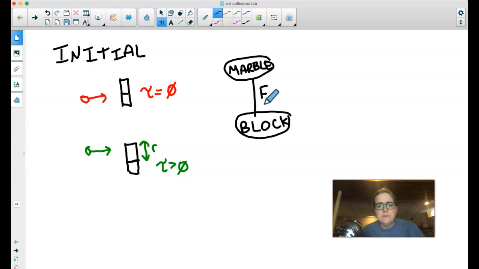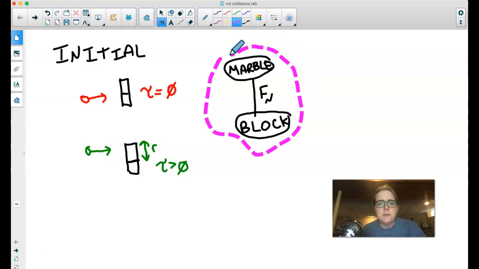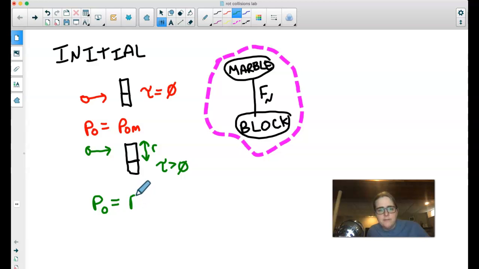So at that moment of collision, there's a normal force between the marble and the block. I'm going to go ahead and make my system the marble and the block. So I've got the block-marble system. Now, what that means in terms of the initial scenario here is that the initial momentum of the system has to equal the initial momentum of the marble, because the block does not have any initial momentum. The marble has all of the system's initial momentum.